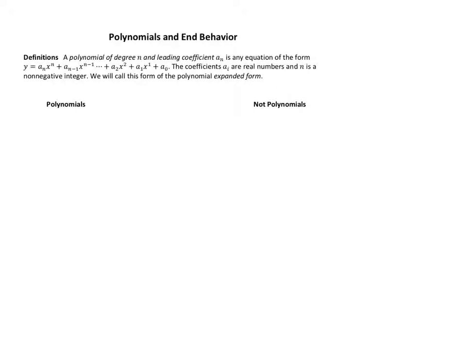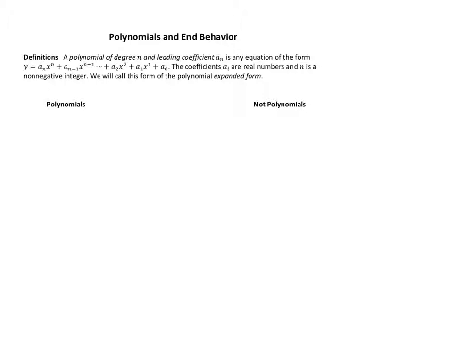A polynomial of degree n and leading coefficient a sub n is given in this form over here. We call this expanded form because we have a bunch of terms that are added together. There's no parentheses and nothing is factored. So what I'd like to do is take this very abstract looking definition and just write down a few examples of polynomials because ultimately they're very easy to describe.